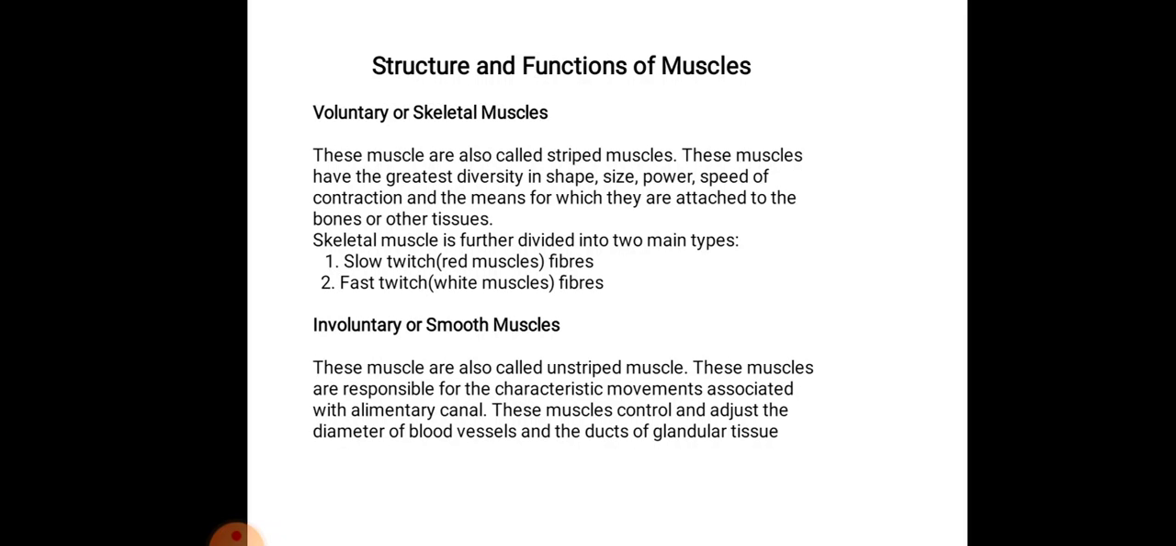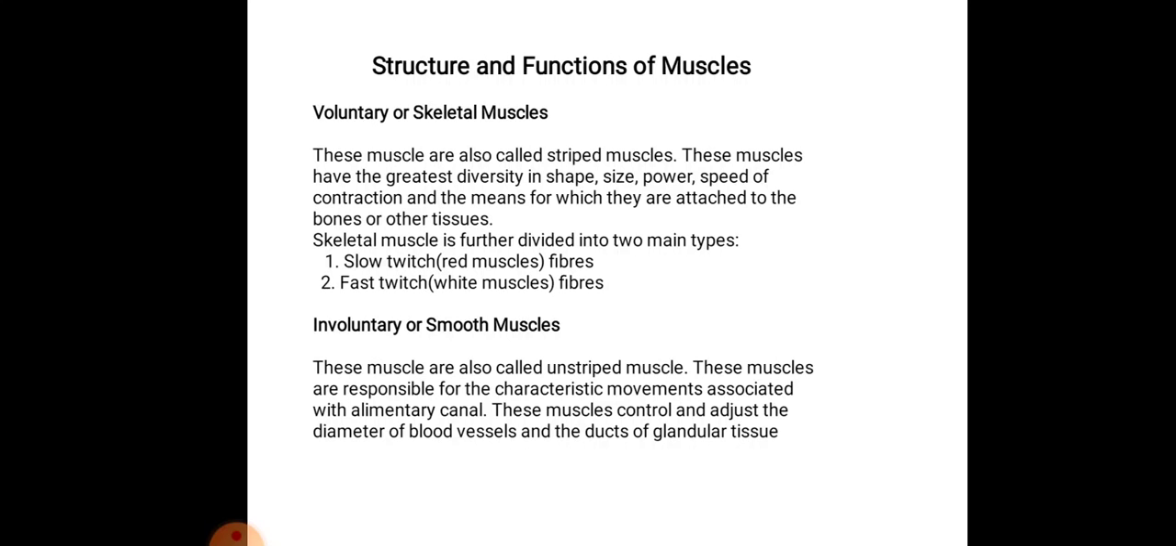These muscles are also called striped muscles. These muscles have the greatest diversity of shape, size, power, speed, and contraction, and the means by which they are attached to the bones and other tissue. Skeletal muscle is further divided into two main types: slow twitch fiber and fast twitch fiber. Every individual has both; some have more slow twitch fiber, some have more fast twitch fiber. So what is slow twitch fiber?